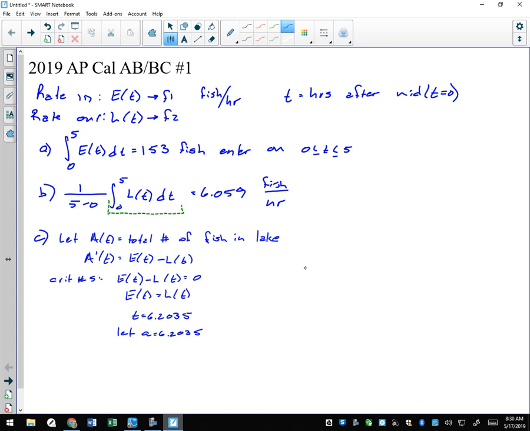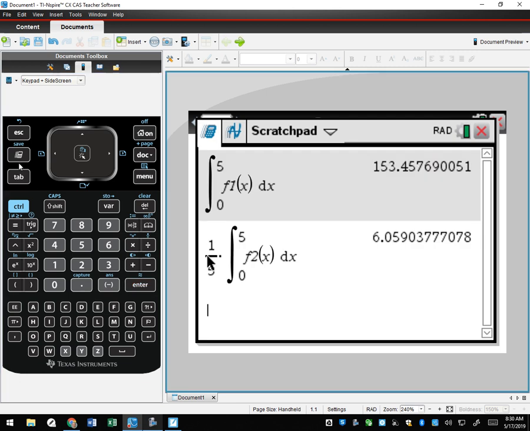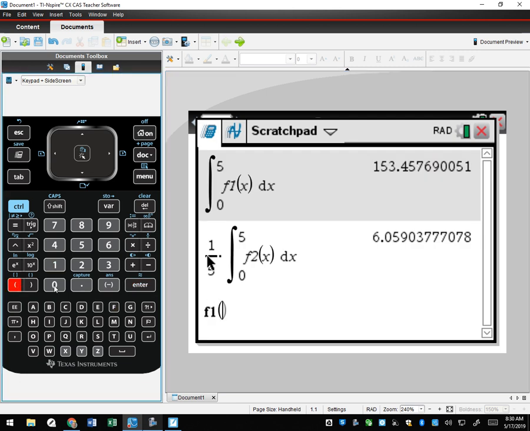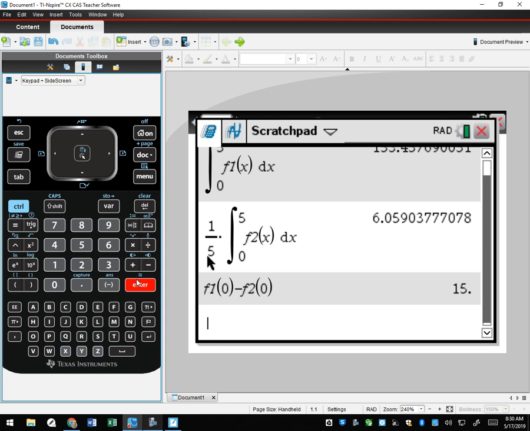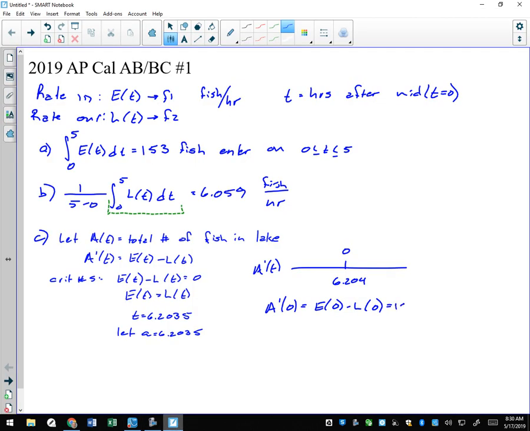So if that's my critical number, I'm going to make a number line for A prime. My critical number is 6.204. Remember, the number line is absolutely 100% invisible. I'm going to find my overall rate of change at 0, which would be E of 0 minus L of 0, and I need to determine if that's a positive or negative number. So back here, it's f1 of 0 minus f2 of 0. Control enter. That is a positive value, so that was 15. That is greater than 0, so on the left side of my critical number we are increasing.